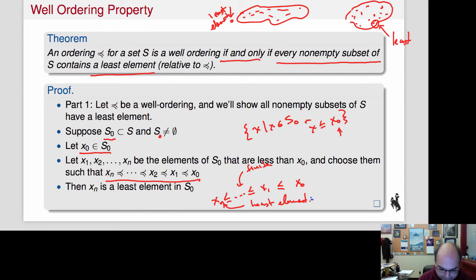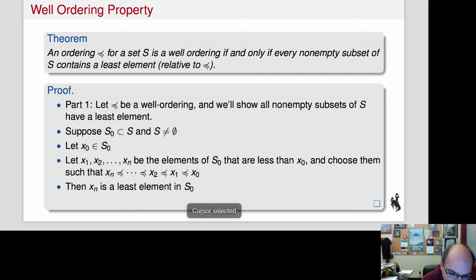So yeah, we find a least element, and that's what we're looking for. If it's a well ordering, there has to be a least element. Why? Just pick something, follow a chain. It's finite, so when you stop, by definition, there's nothing smaller because we followed an entire chain. Okay, so let's go the other way.